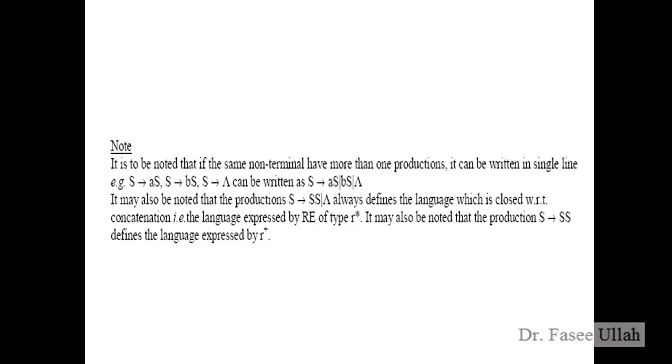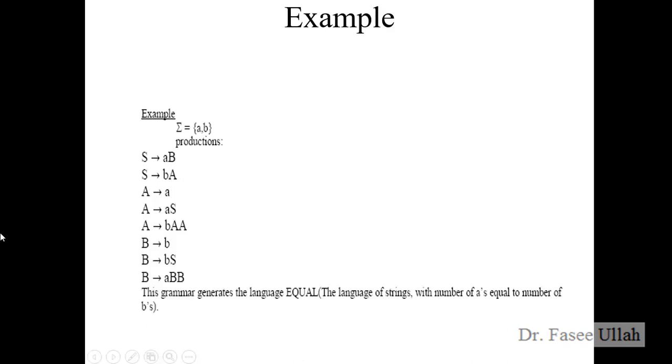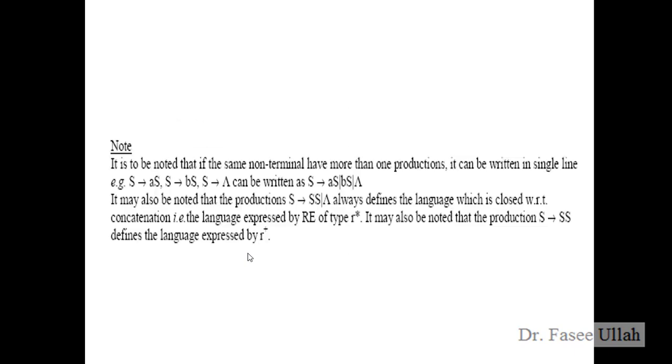It is to be noted that if the same non-terminal has more than one production, we can write them in a single line. Like for example, in the previous slide we have S, we have A, and we have B. So for repetition of rules, we can combine all of them in a single line using the concatenation symbol. Okay, so let's see another slide.